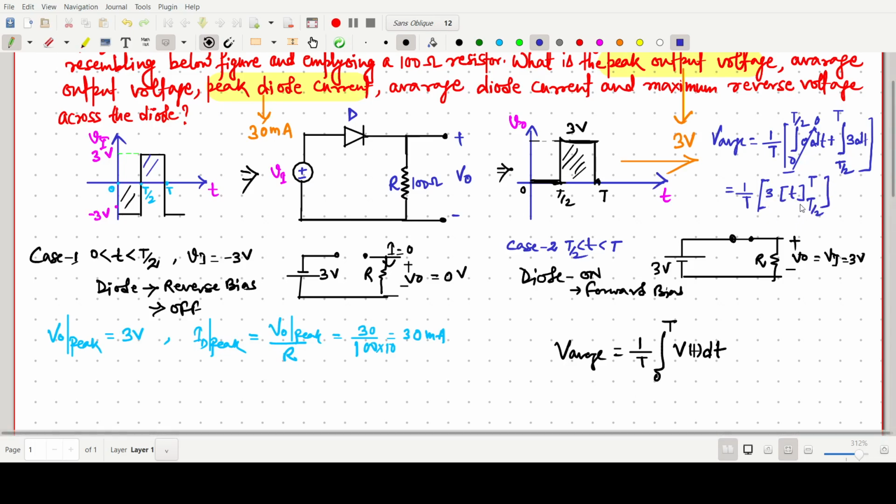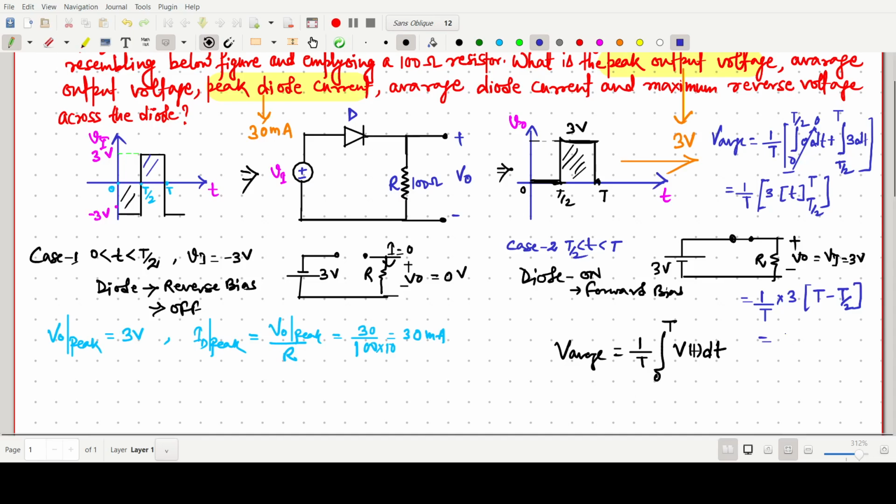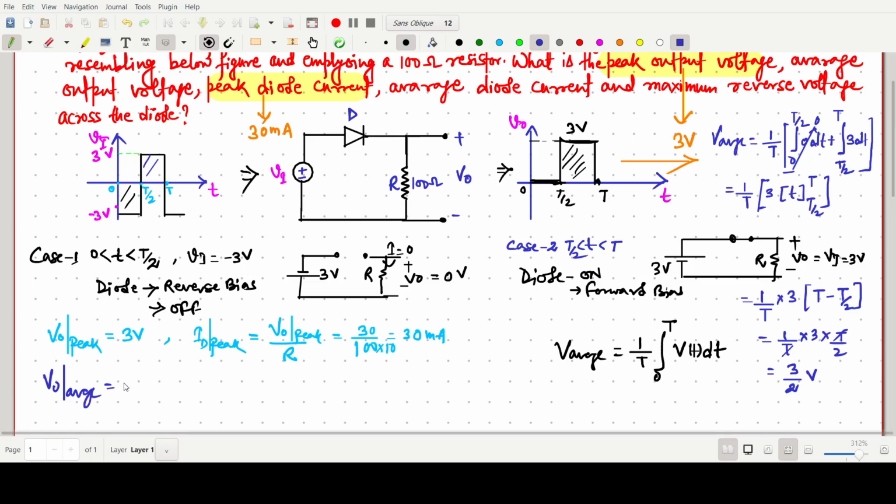For the average calculation, I am writing here 1 by T into 3, into T minus T by 2, a simple calculation. So it is 1 by T into 3T by 2. The average will be 3 by 2, very simple. That is our 3 by 2 volt, meaning V average will be 3 by 2 volt. So V naught average becomes 3 by 2 volt, or simply 1.5 volt. We have already calculated this average one.